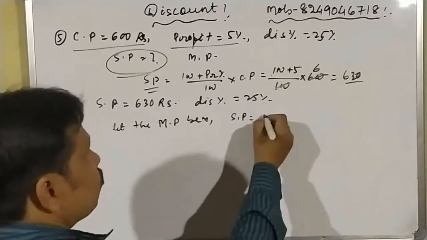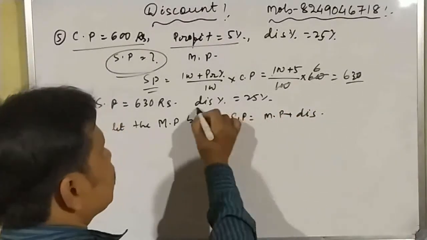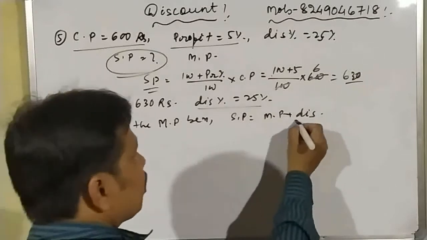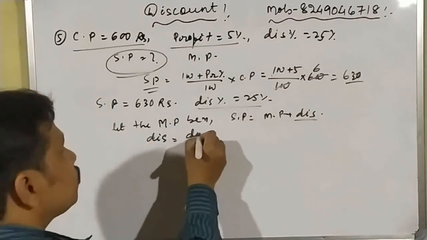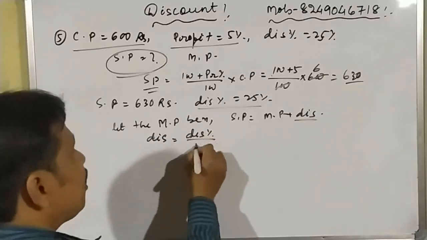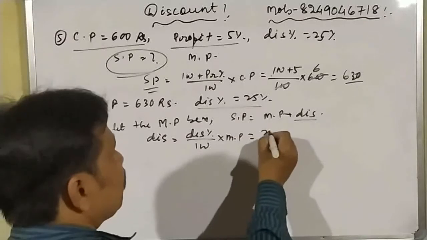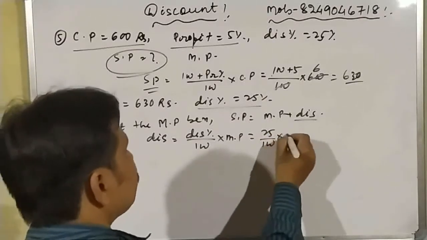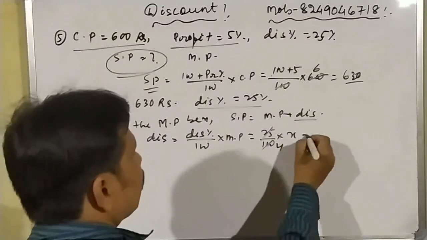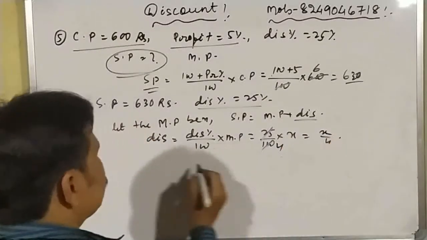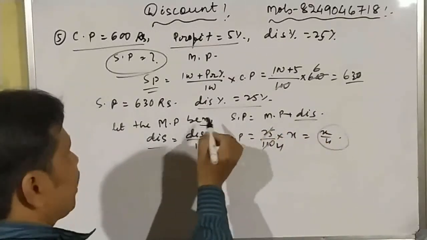Mark price plus discount, but the discount percentage is given. So how can you find out the discount? The discount is equal to discount percentage divided by 100 into mark price, which is equal to 25 by 100 into mark price, equal to X by 4. So the discount we have calculated is X by 4, and the mark price that we have taken is X.